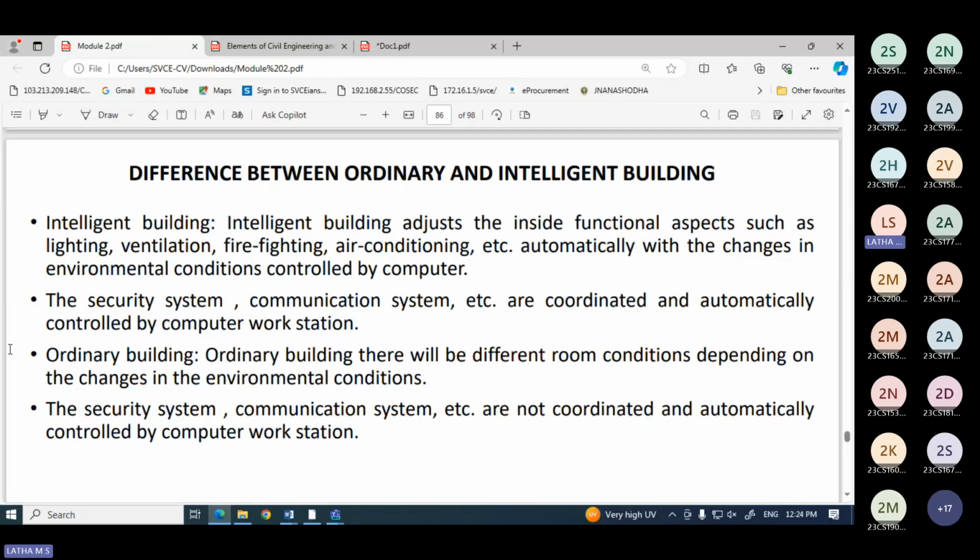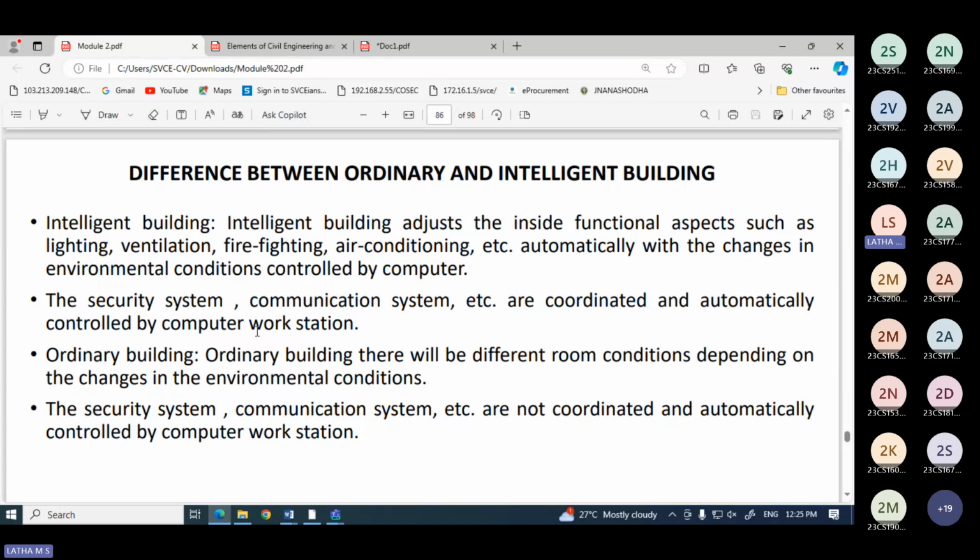So let me clarify what an intelligent building is. An intelligent building has functional aspects such as proper light, ventilation, firefighting, air conditioning and many other things, with changes in the environment controlled by computer. Whereas in an ordinary building, the room temperature will vary depending upon changes in the environmental conditions, and the security system and communication system are not coordinated and automatically controlled by a computer workstation.